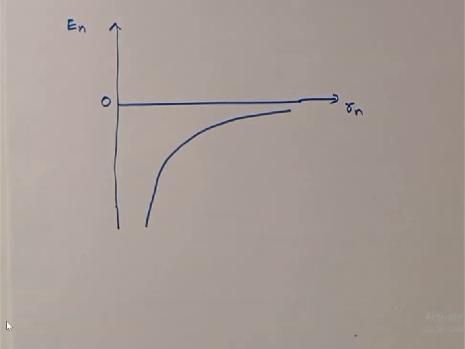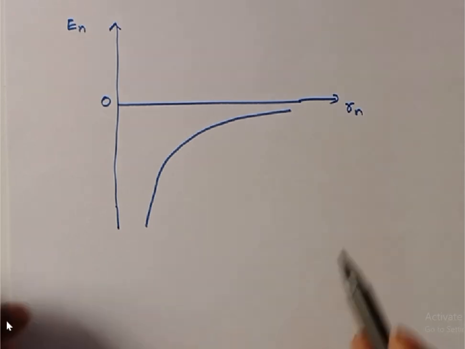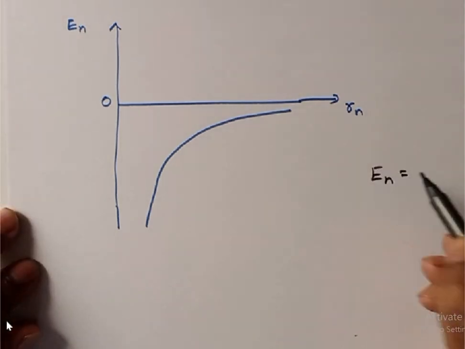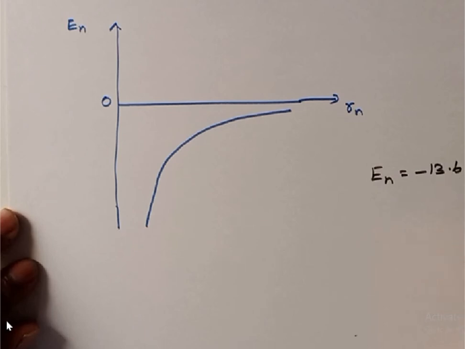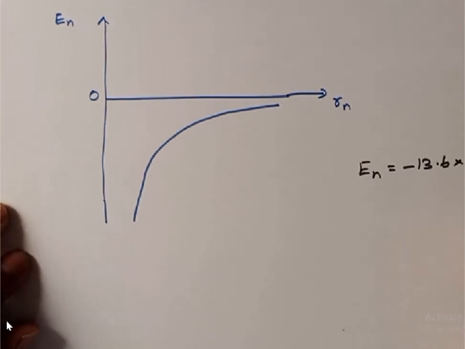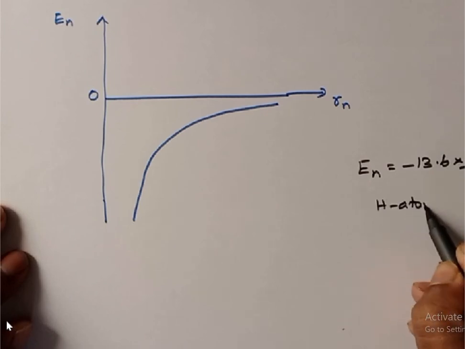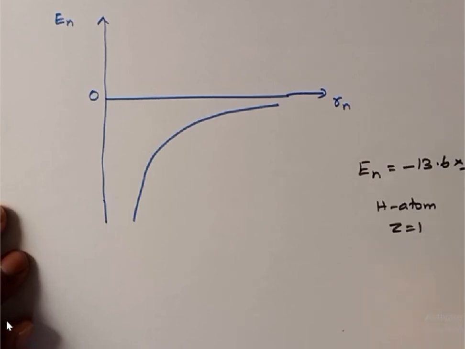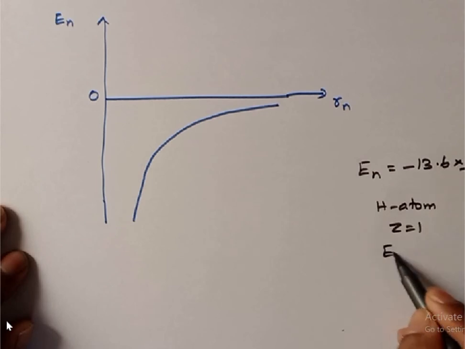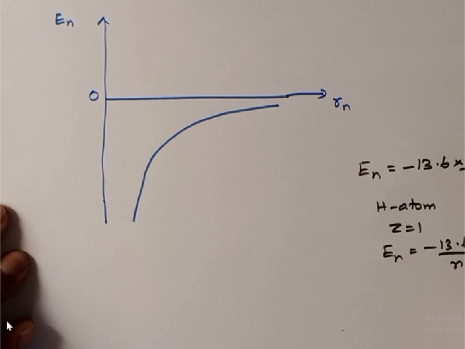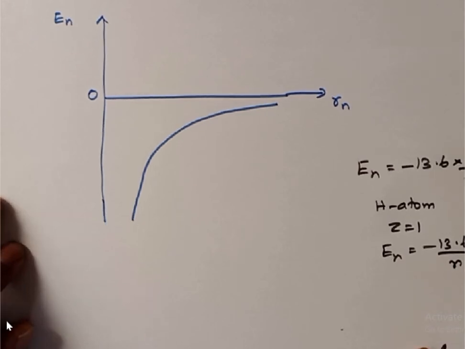Now, what is the lowest possible value of energy? See, the energy expression is En equal to minus 13.6 into Z square by N square. You will get the energy in electron volt. Suppose you take the hydrogen atom, for which the Z value is 1. Therefore this formula becomes En equal to minus 13.6 by N square. You will get the energy in electron volt.